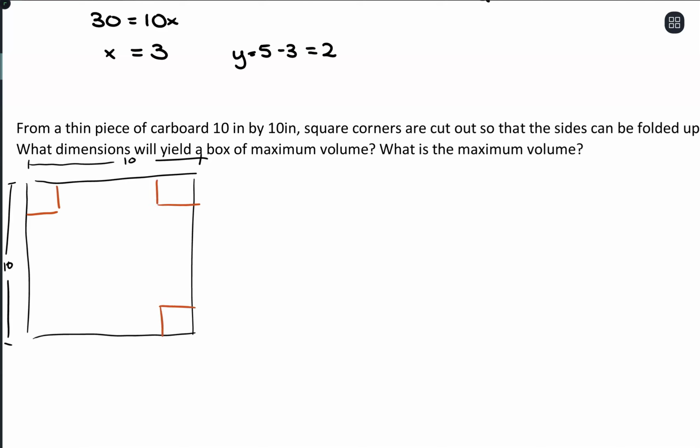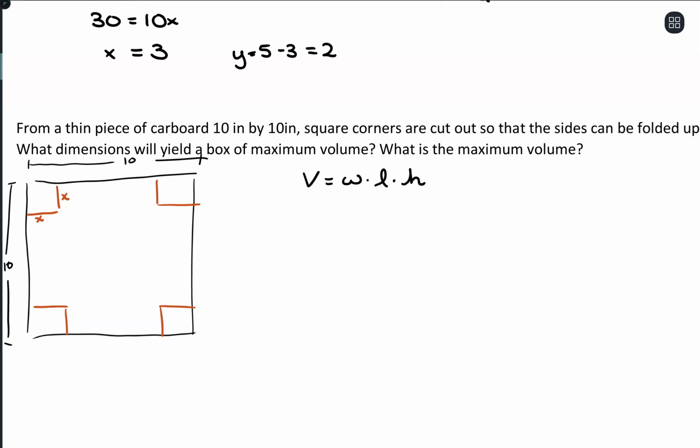Now, we don't know the dimensions of those squares, so I'm going to call the dimensions x by x there. If we cut out those corners, then we can fold up these side lengths to make a box. So what dimensions will yield a box of maximum volume? What we want to maximize is the volume of this box, which comes from width times length times height.